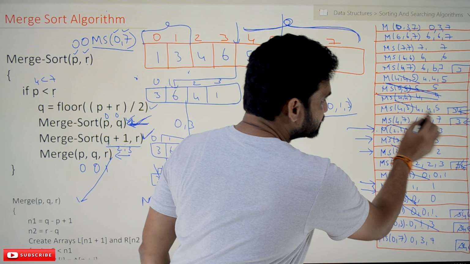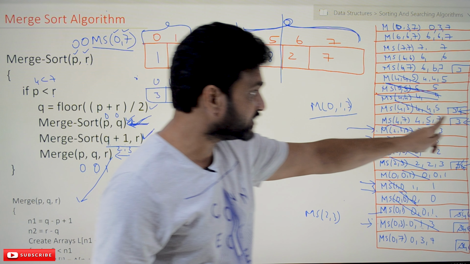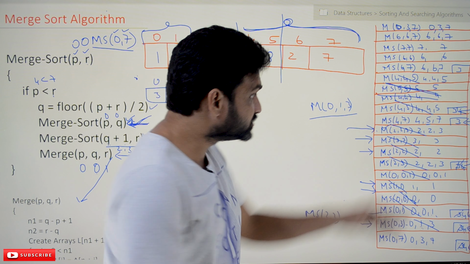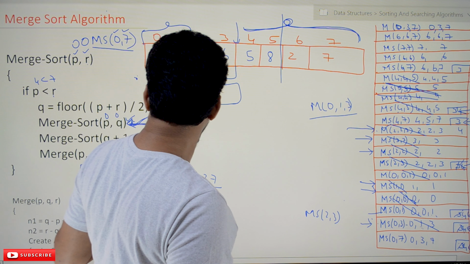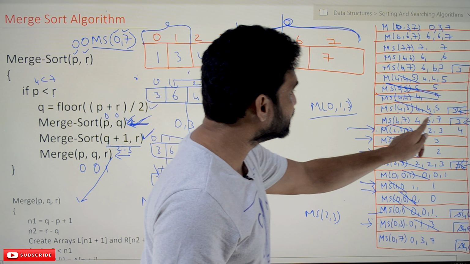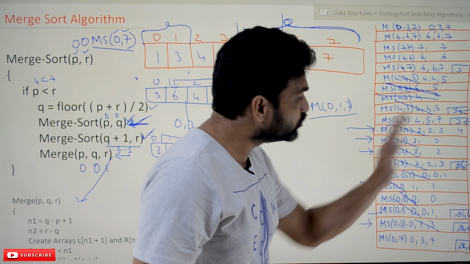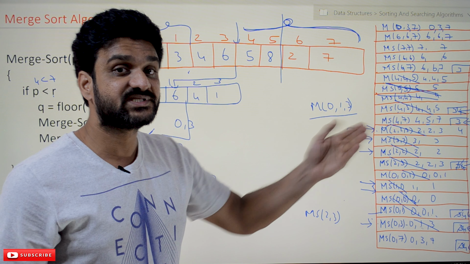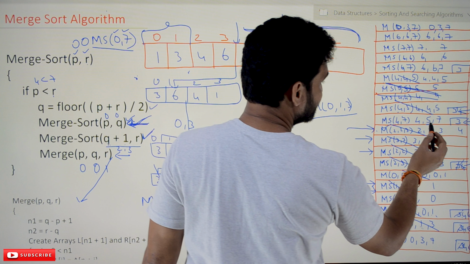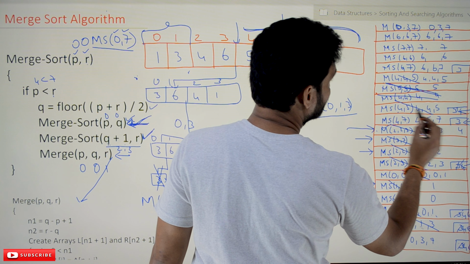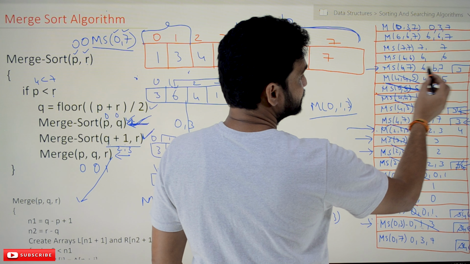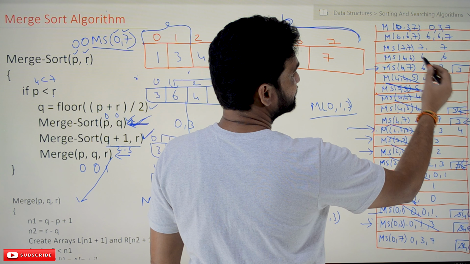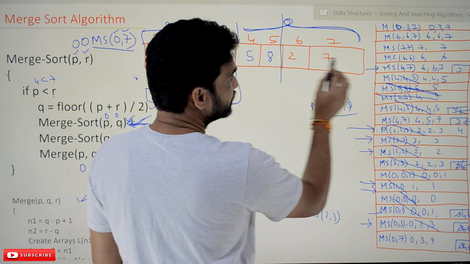So the fourth and fifth lines are done, and we are left in the third line of this row, and we have to execute the fourth line. What is this fourth line? MS of q plus 1 comma r. Q plus 1 comma r means q is 5, q plus 1 is 6, comma 7. See here, q plus 1 is 6 comma 7. In the fourth line of code, 6 comma 7 will get called. And again, for this 6 comma 7, this is the part we are going to be concerned with.